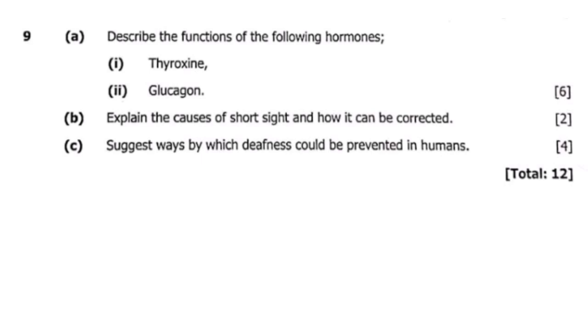Question number 9. A. Describe the function of the following: 1. Thyroxine. 2. Glucagon. B. Explain the causes of short sight and how it can be corrected. C. Suggest ways by which deafness could be prevented in humans.